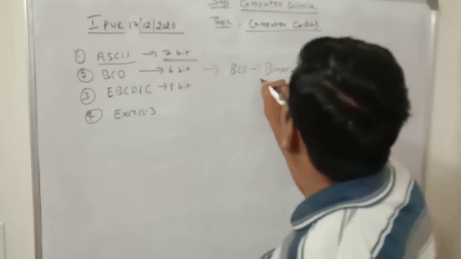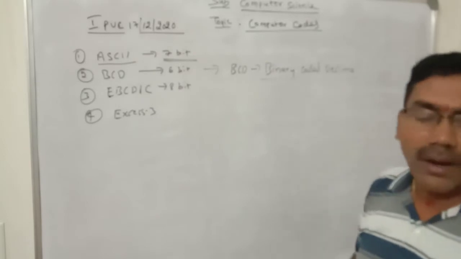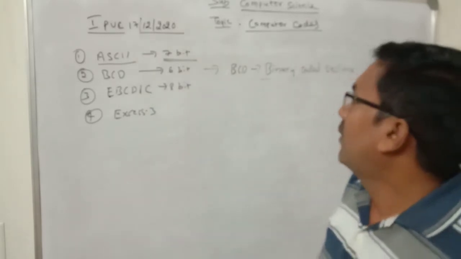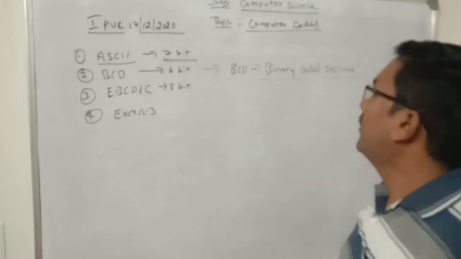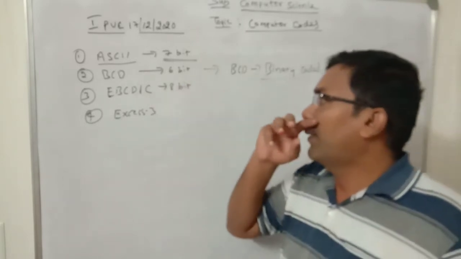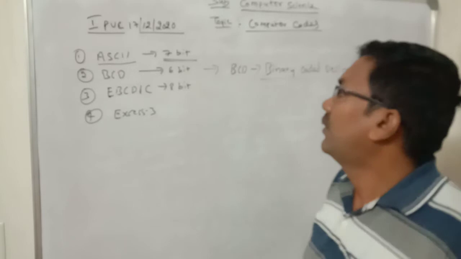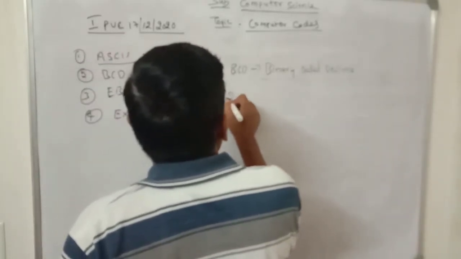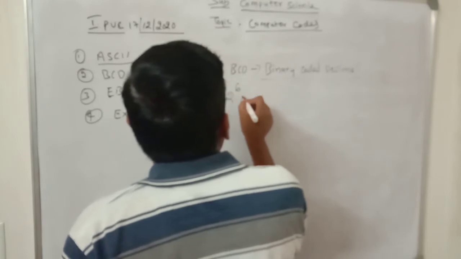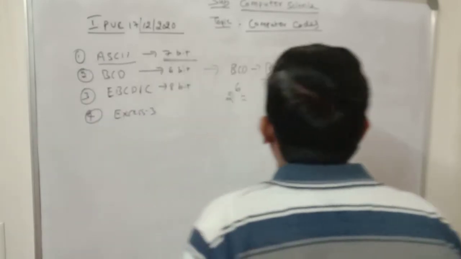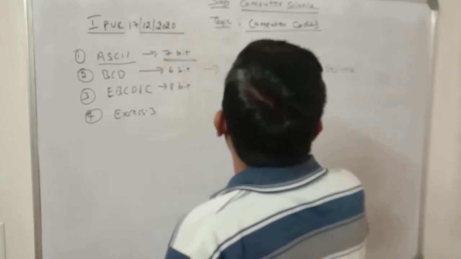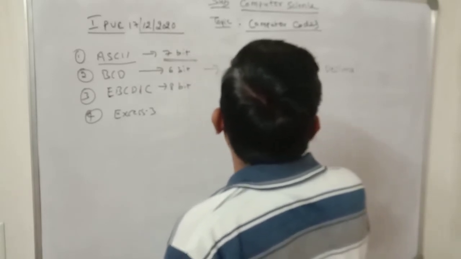Binary coded decimal. The decimal number system, you know, we have already discussed. What are the possible values of the decimal number system? 0 to 9. Similarly, everything will be converted with respect to 6 bits. 6-bit means how many ranges of values can it have? 2 to the power of 6. 2 to the power of 6 means how much? 64. Yes, 64 range of values.